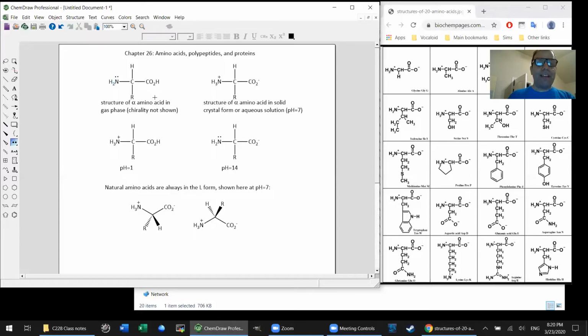So the pKa of the conjugate acid of these amino groups, as you see over here, remember pKa's only and always apply to acids, never to bases. So we have to look at the conjugate acid. And I think you'll find if you look these up, they're always around 9.5 or 10.